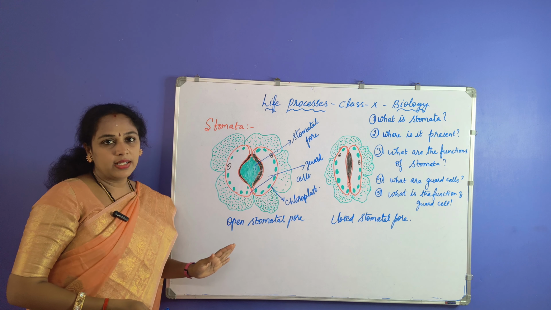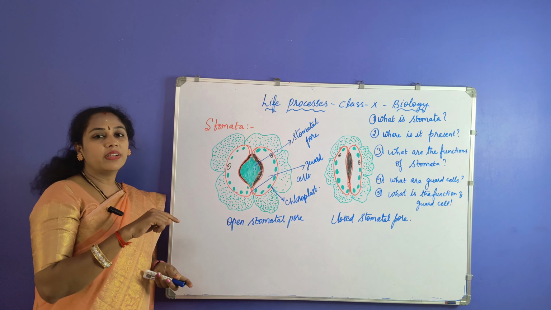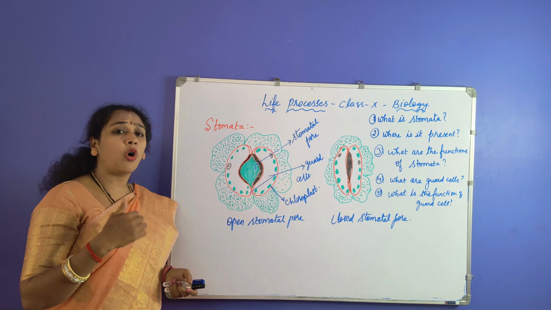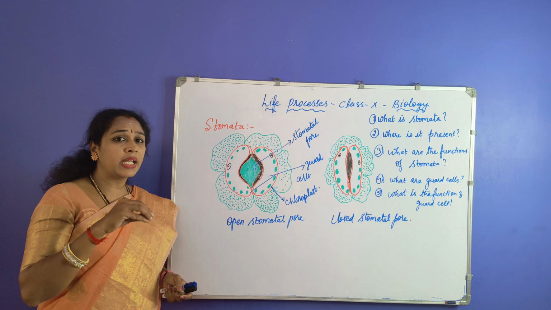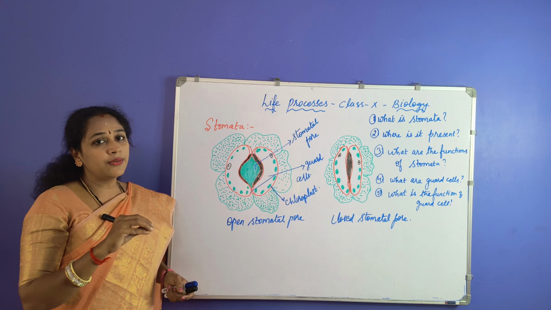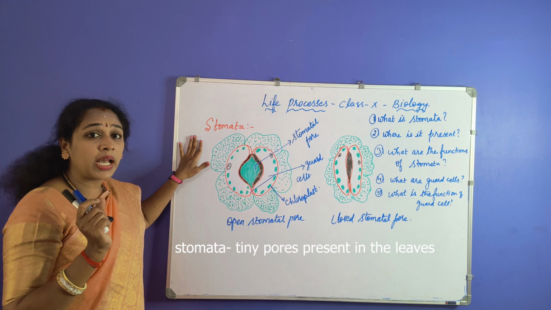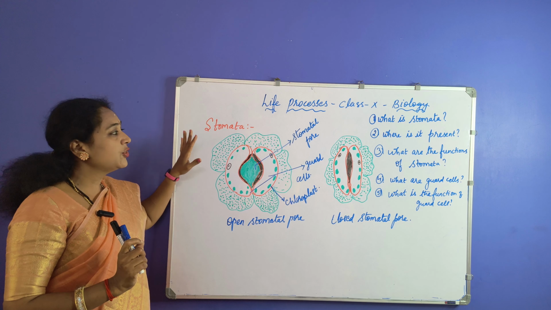Now we will discuss what is the function of stomata and what is stomata. So we have discussed that carbon dioxide enters, not only carbon dioxide, oxygen. Generally, the gaseous exchange takes place through tiny pores present in the leaf called stomata. So what is the definition for stomata? Stomata means tiny pores, openings present in the leaf.